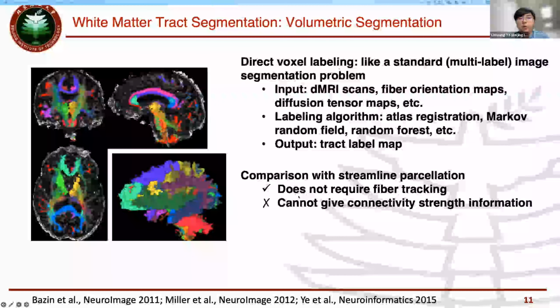For example, it does not require fiber tracking, but the downside is that this volumetric segmentation cannot give connectivity strength information, like how many streamlines are connecting from region 1 to region 2, etc.